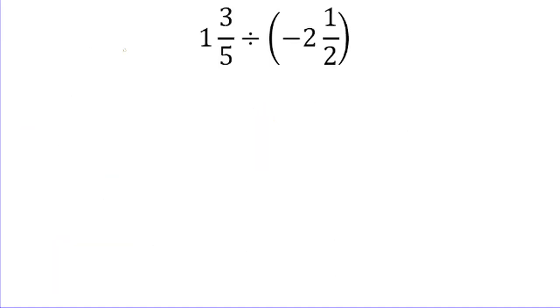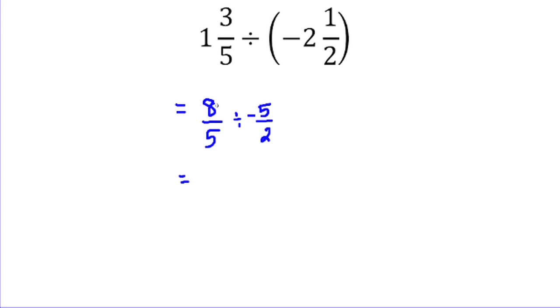Our third example is to divide a mixed number by another mixed number. Once again, the first thing I'm going to do is put these into improper fractions. 5 times 1 is 5, plus 3 is 8. So 8 over 5 divided by negative 2 1/2, which is 5 over 2. Now, a common mistake here is that people will be tempted to cross cancel when it still says division, but that's not going to work out very well.